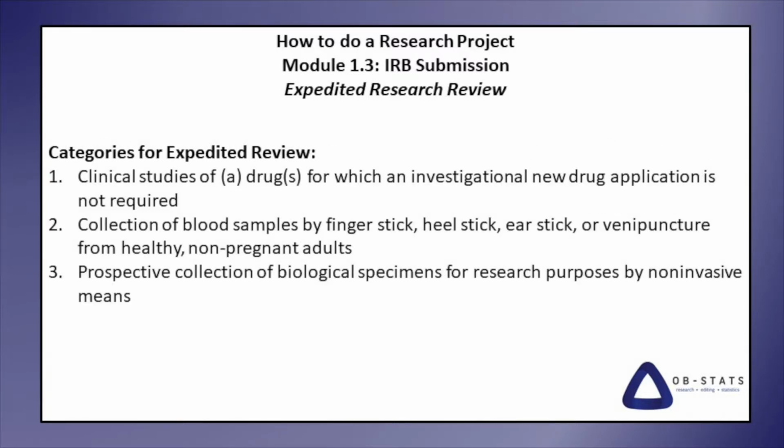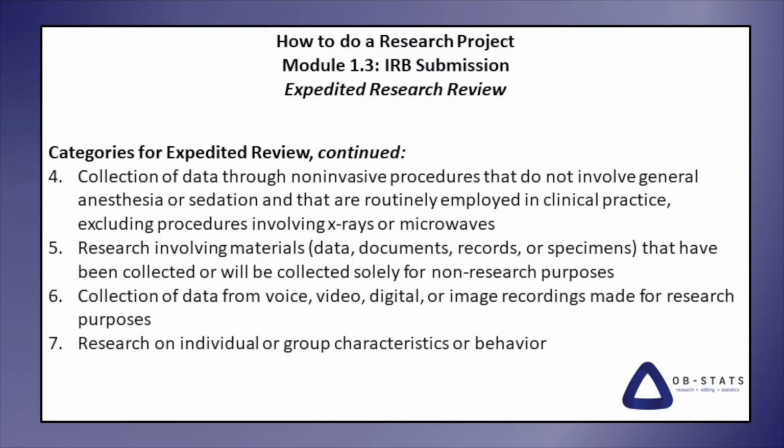The categories for expedited review are 1. Clinical studies of a drug for which an investigational new drug application is not required. 2. Collection of blood samples by finger stick, heel stick, ear stick, or venipuncture from healthy, non-pregnant adults. 3. Prospective collection of biological specimens for research purposes by non-invasive means. 4. Collection of data through non-invasive procedures that do not involve general anesthesia or sedation and that are routinely employed in clinical practice, excluding procedures involving X-rays or microwaves. 5. Research involving materials such as data, documents, records, or specimens that have been collected or will be collected solely for non-research purposes. 6. Collection of data from voice, video, digital, or image recordings made for research purposes. And 7. Research on individual or group characteristics or behavior.